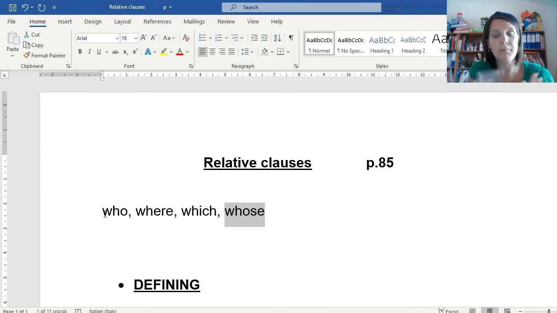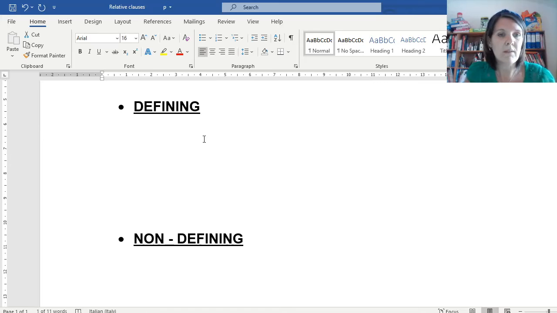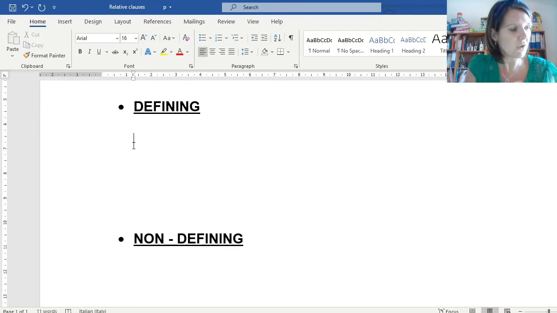I forgot to say, often these relative pronouns are tested in the use of English paper when you have the gap fill exercise. Okay, so in these spaces, they're often relative pronouns. So let's have a look how they're used in relative clauses. So basically, relative clauses are separated into two different types. We have defining and non-defining. Okay, so the defining ones are ones that give us essential information about the thing or the person that they refer to.